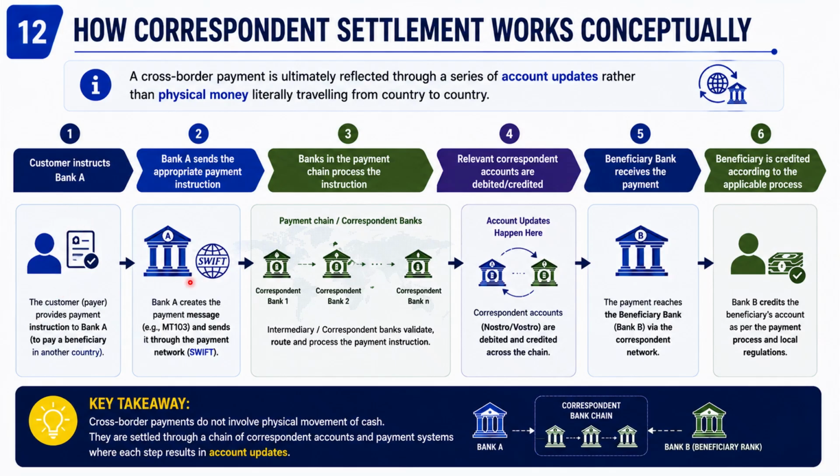Bank A sends the appropriate payment instruction. The banks involved in the payment chain process and route that instruction. As the payment is settled, the relevant accounts used in the correspondent and payment arrangements are debited and credited. The payment reaches the beneficiary bank, and the beneficiary is then credited according to the applicable payment process.